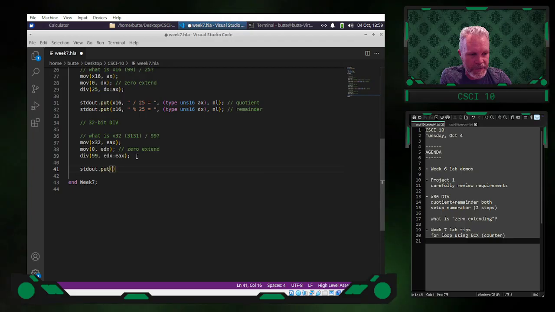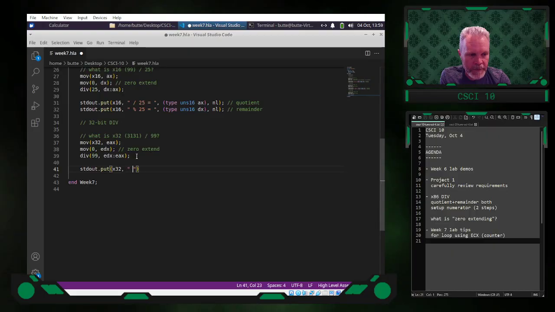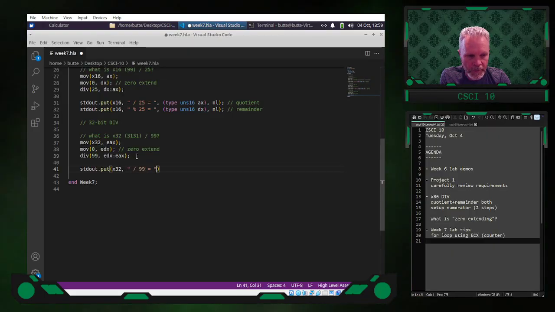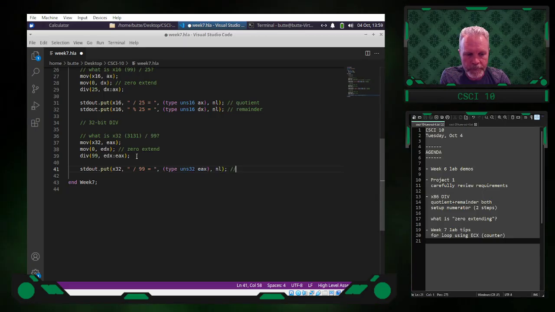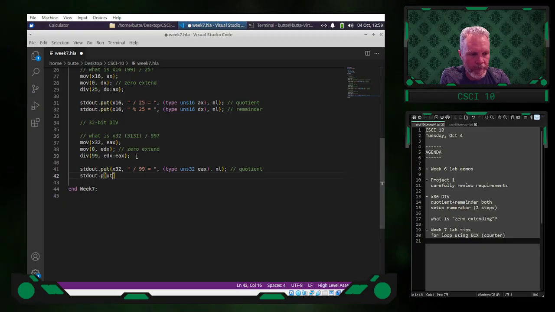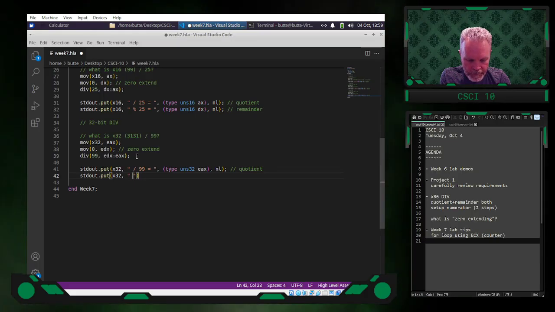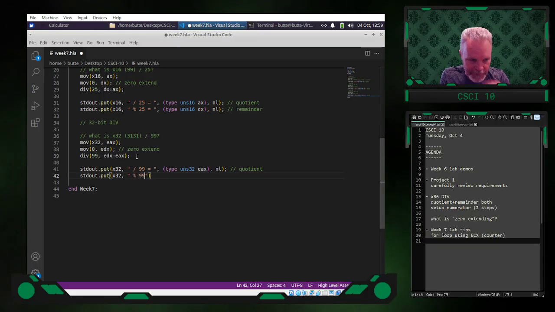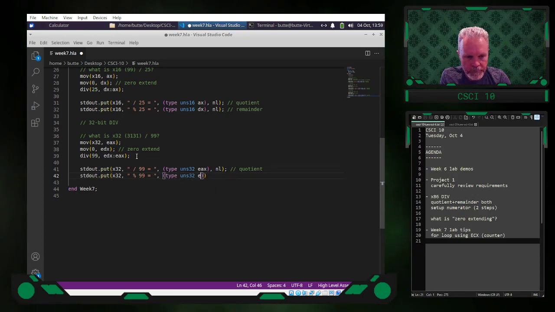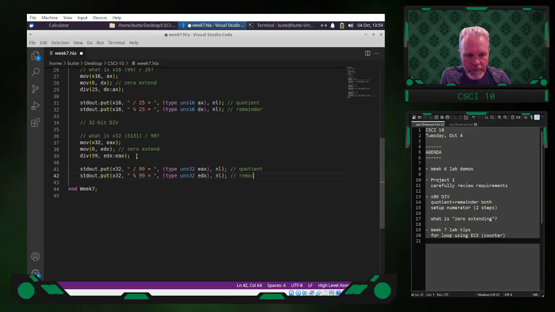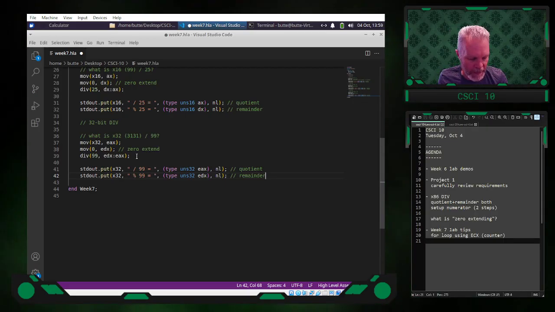I don't know what these answers are going to be. X32, divided by 99 equals, there's the quotient. Mod, even though we know we don't use a mod instruction. That is basically what we get, and we'll use the mod just to remind ourselves.